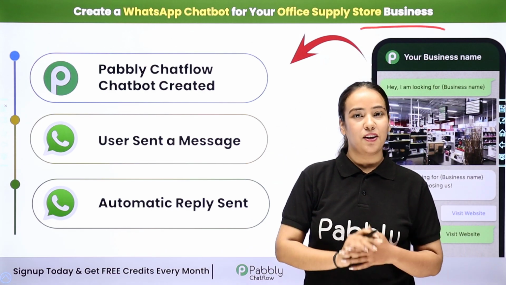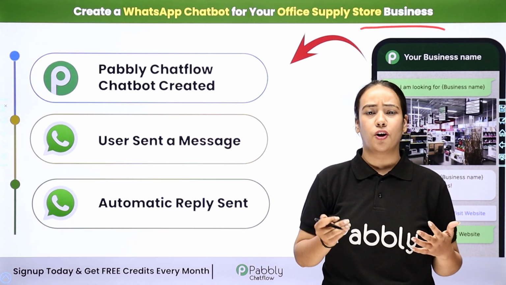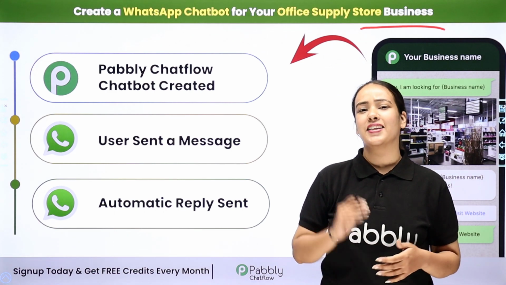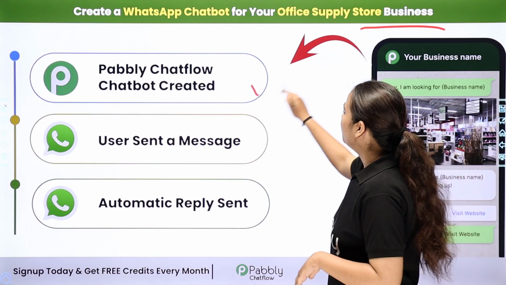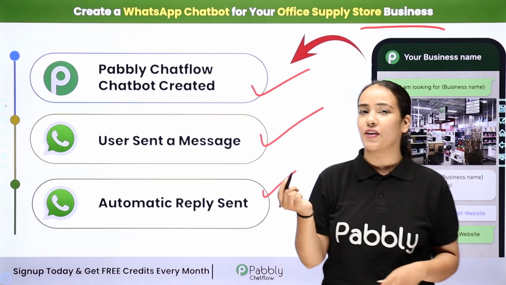In this business, you get a lot of inquiry on WhatsApp regarding availability, price, order and whatnot. Replying each inquiry individually would be a time-consuming and hectic task. That's where Pabbly Chatflow makes a huge difference. When users send a message, it automates your task and saves your valuable time.